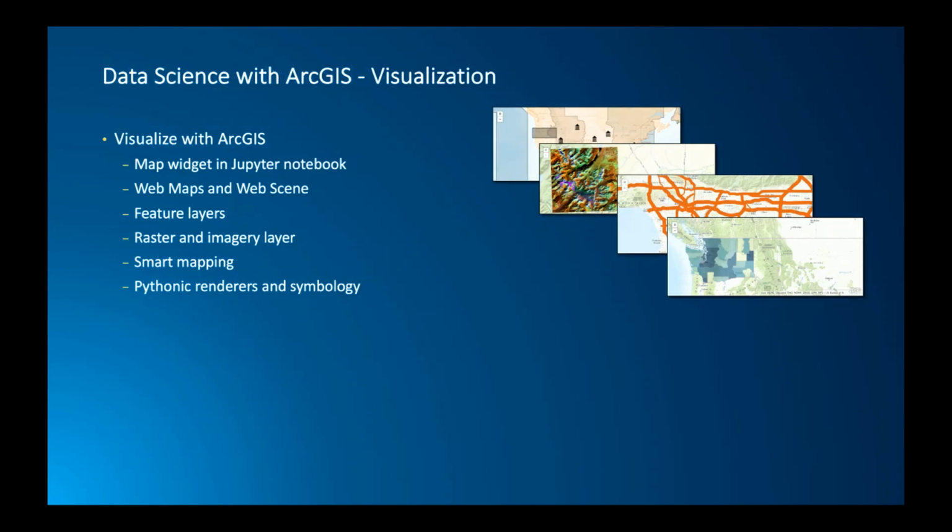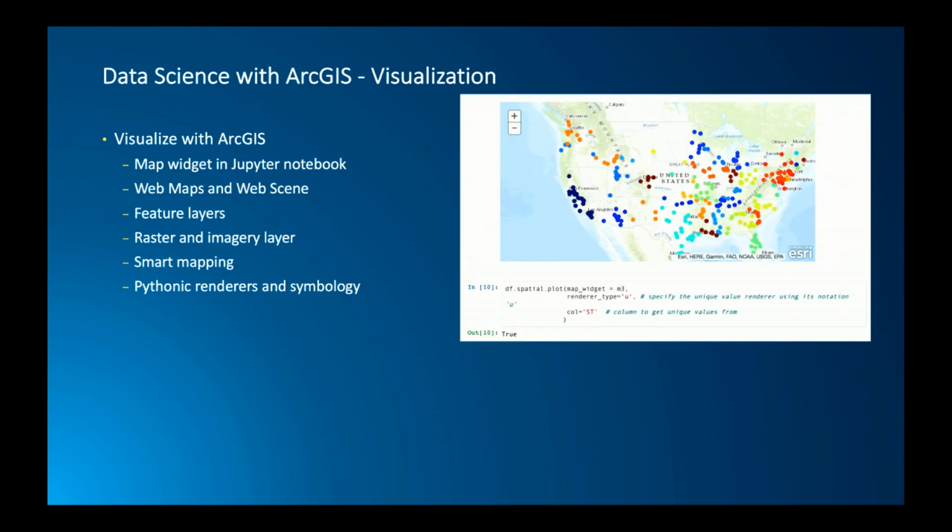It's often an iterative process. You have the data, you do an analysis, you want to visualize it, and then you want to go back, change something, and re-visualize it. And doing that is very easy. You can use the smart mapping capability. You can visualize data in 2D and 3D. You read the data into a data frame. You can write a few lines of code to visualize that. In this example, it's a unique value renderer.